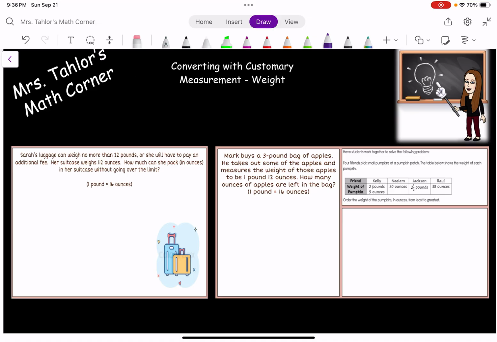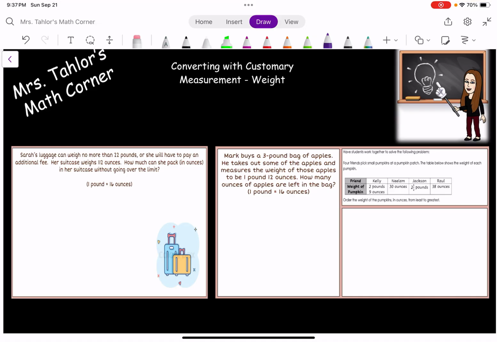Sarah's luggage can weigh no more than 22 pounds or she will have to pay an additional fee. Her suitcase weighs 112 ounces. How much can she pack in ounces in her suitcase without going over the limit? 1 pound is equal to 16 ounces.